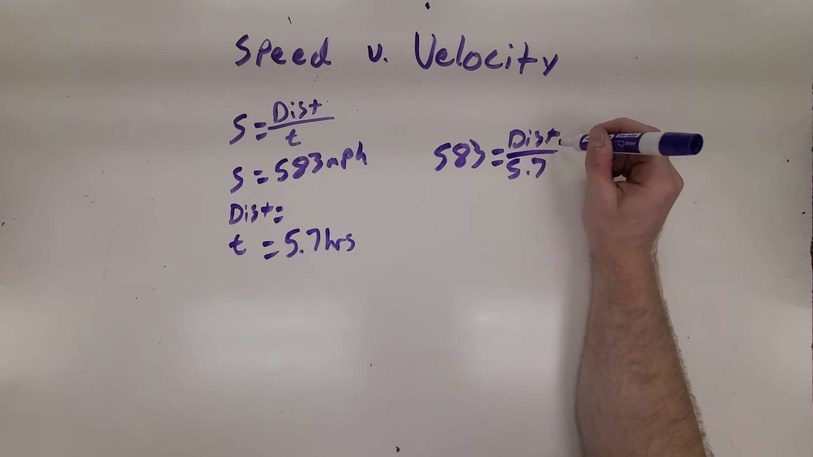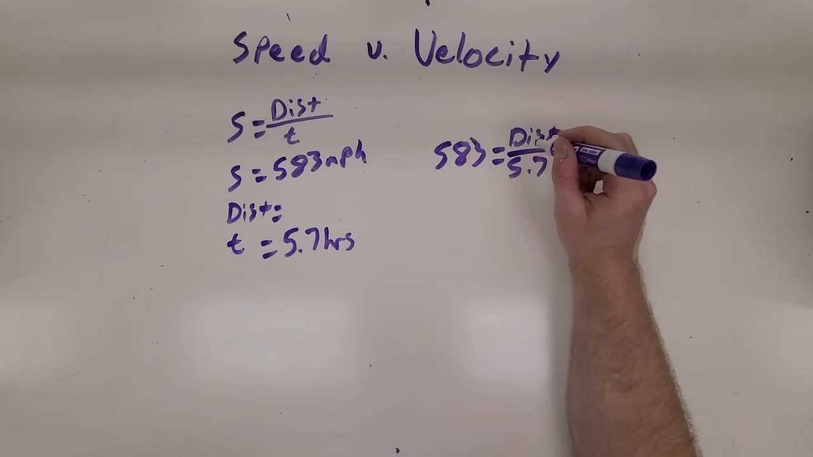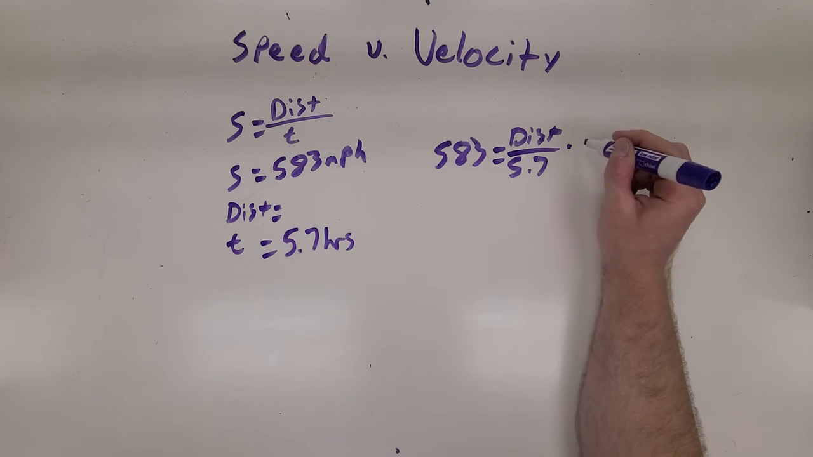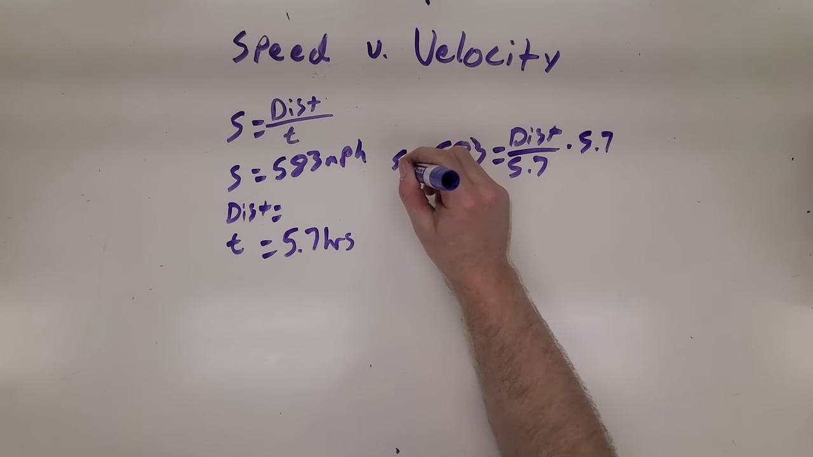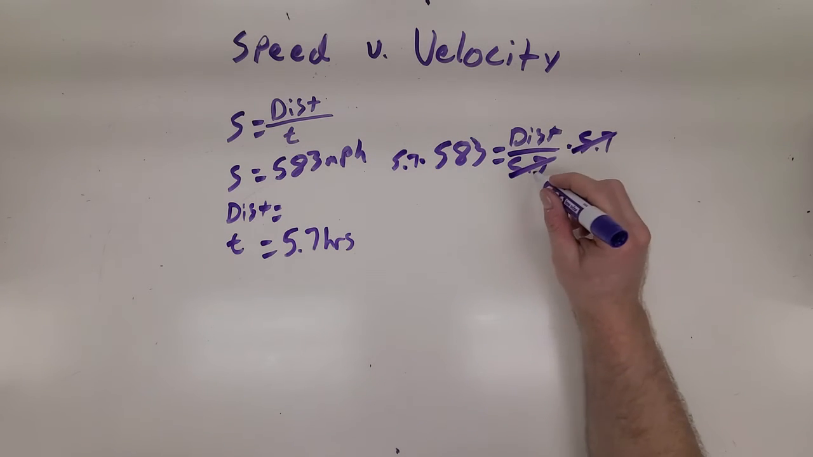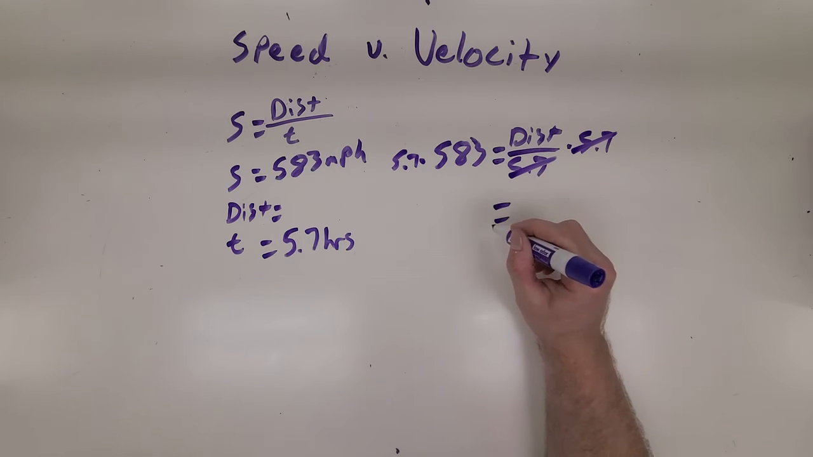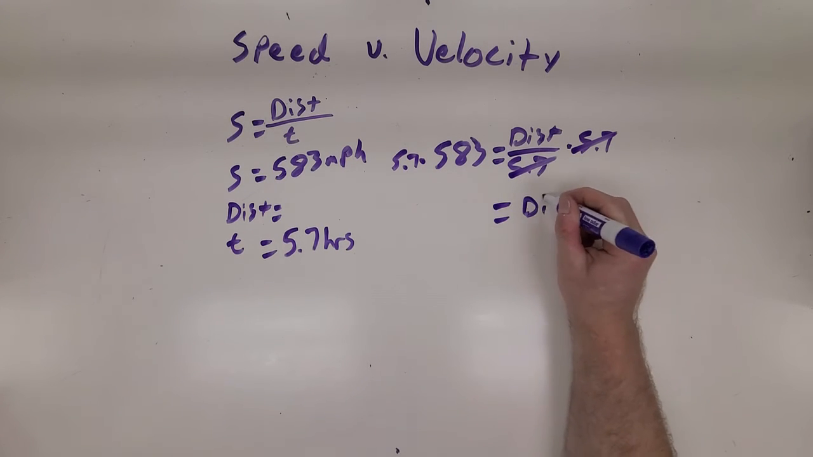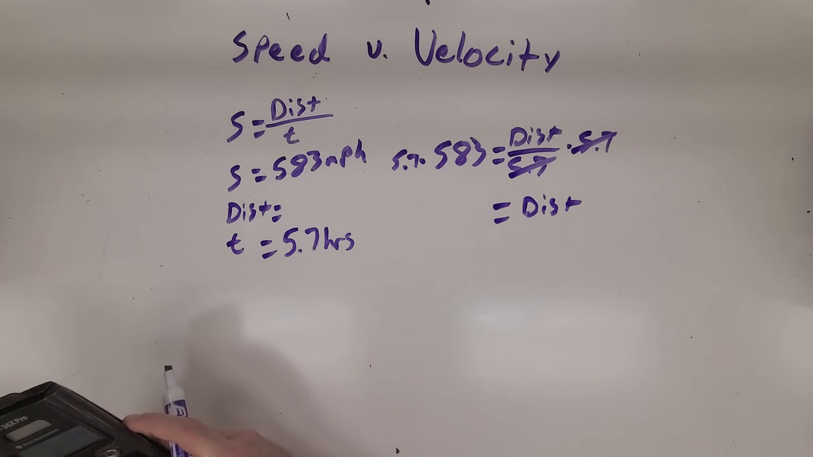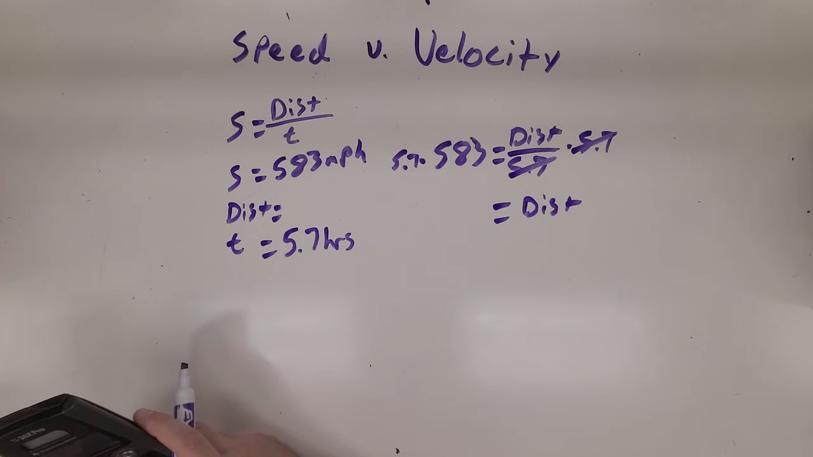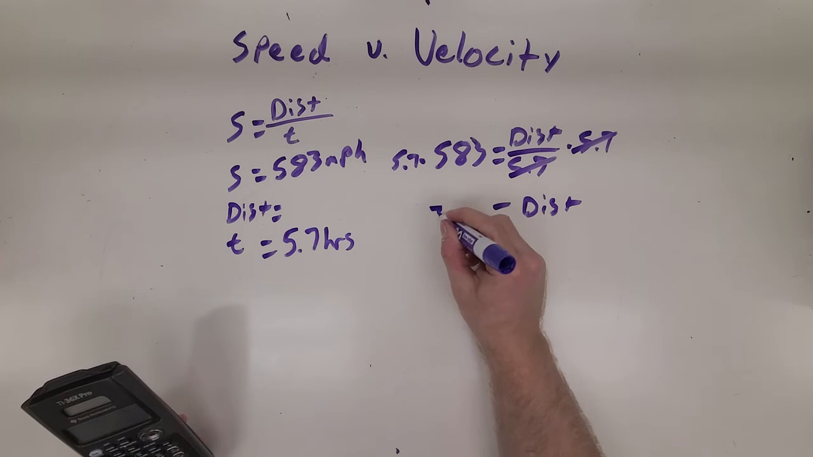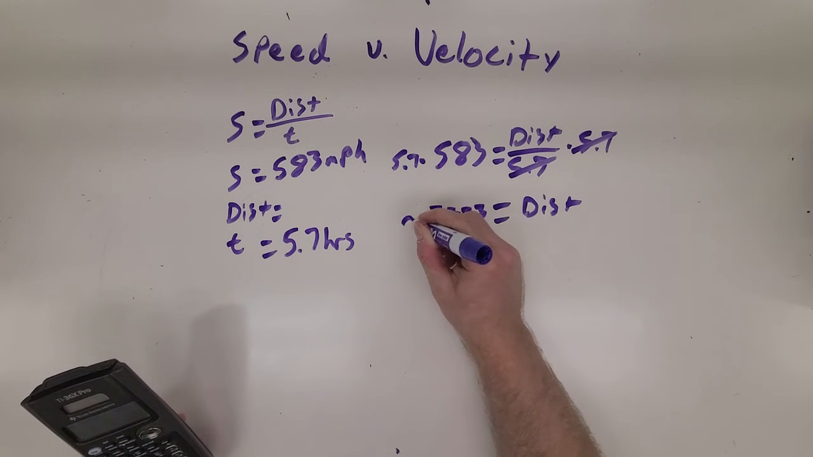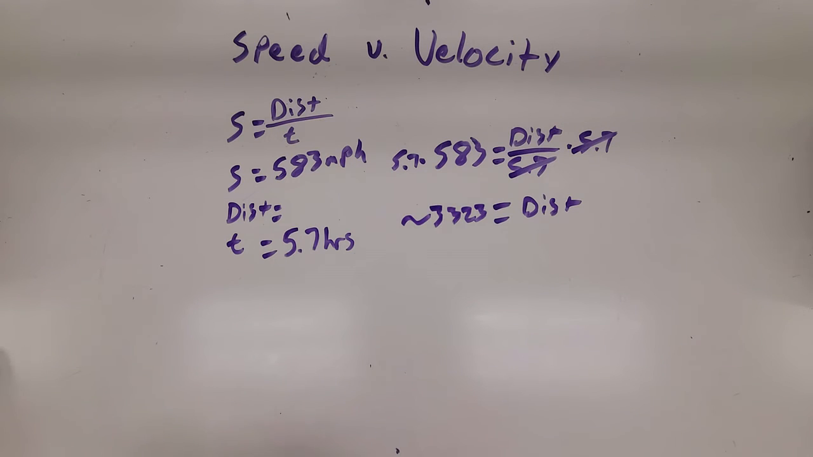Okay, we're trying to find the distance here in this case. To get distance by itself and figure out what that is, we've got to multiply both sides by 5.7 times 5.7. This cancels out the 5.7 that was dividing distance, and bring that down here. Distance is equal to 5.7 times 583, 3,323.1 miles. Roughly, give or take maybe 100 miles or so.